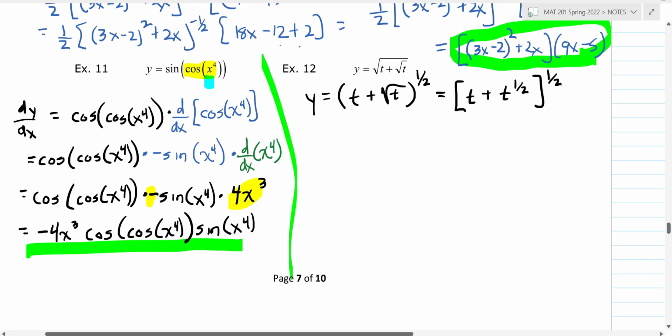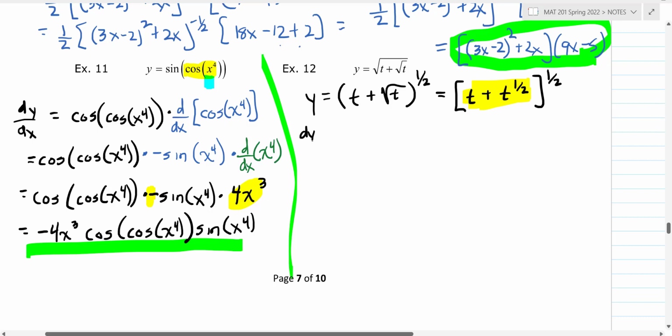Okay, so you do have really 3 levels of chain rule on this. The big function is just the whole thing to the 1/2. So think of this as a power rule. So you're going to bring the half down, subtract 1 from the exponent, then multiply by the derivative of what's inside. So that's the part that's inside of the bigger function.